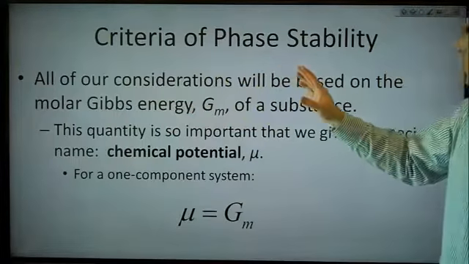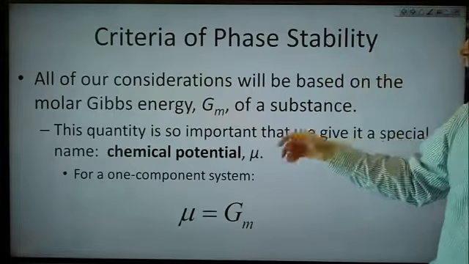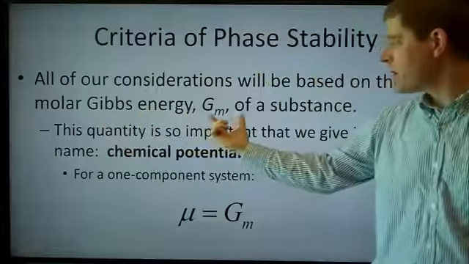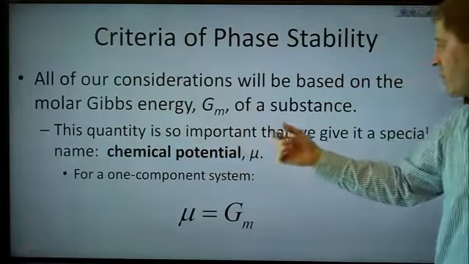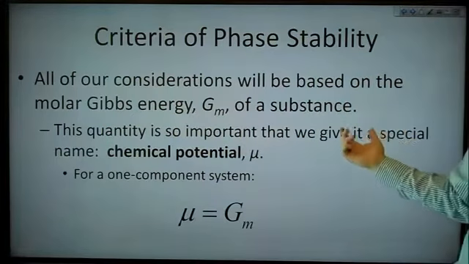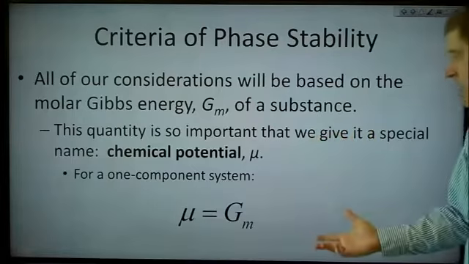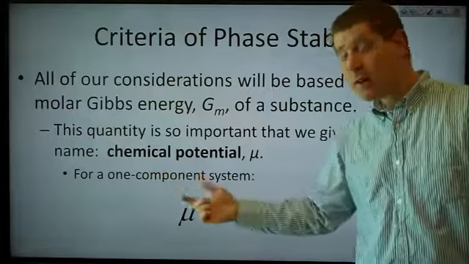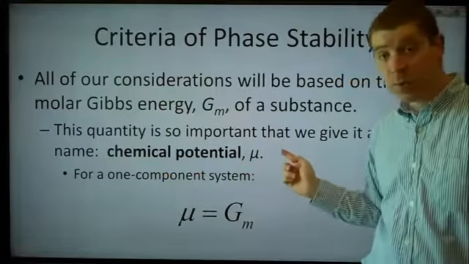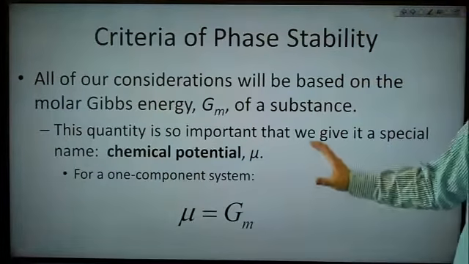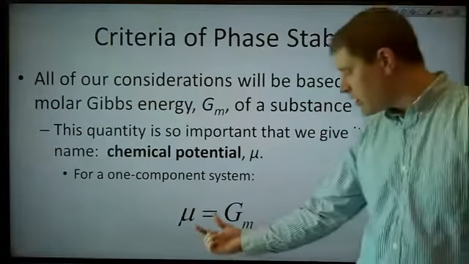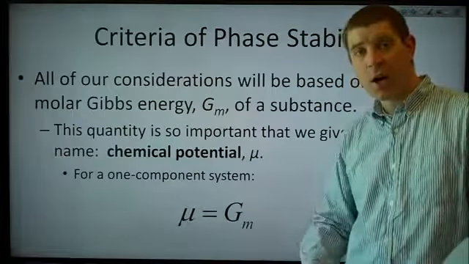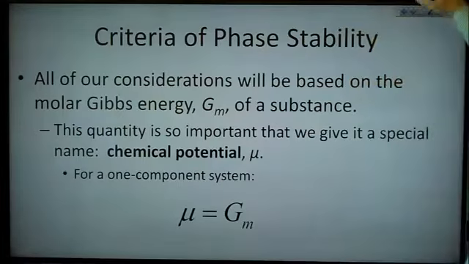Okay, so for looking at phase stability, all of our considerations are going to be based on the molar Gibbs energy, G sub m, of a substance. And this quantity ends up being so important that as chemists we give it a special name. We call it chemical potential, and we give it a special symbol, mu. So for a one-component system, the chemical potential is equal to the molar Gibbs energy of that substance.